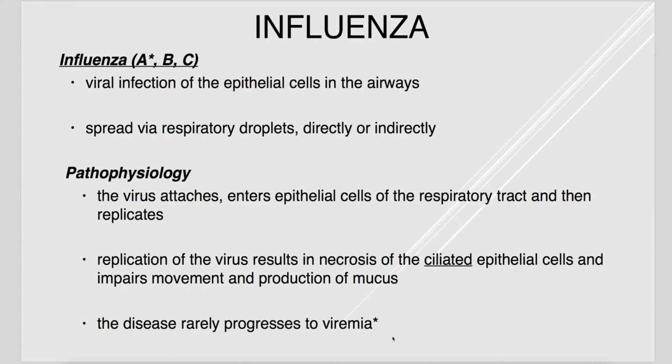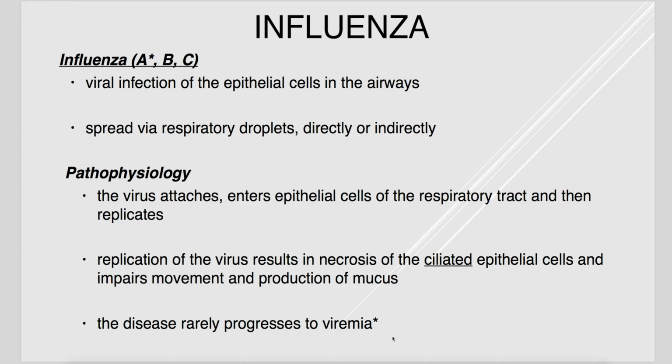Okay, then we started talking about the diseases, starting with influenza. So influenza A, B, and C, specifically A. Basically, this is spread by respiratory droplets, can be direct or indirect, and these viruses are going to enter epithelial cells. They're going to replicate inside the epithelial cells. They are going to eventually kill the epithelial cells.